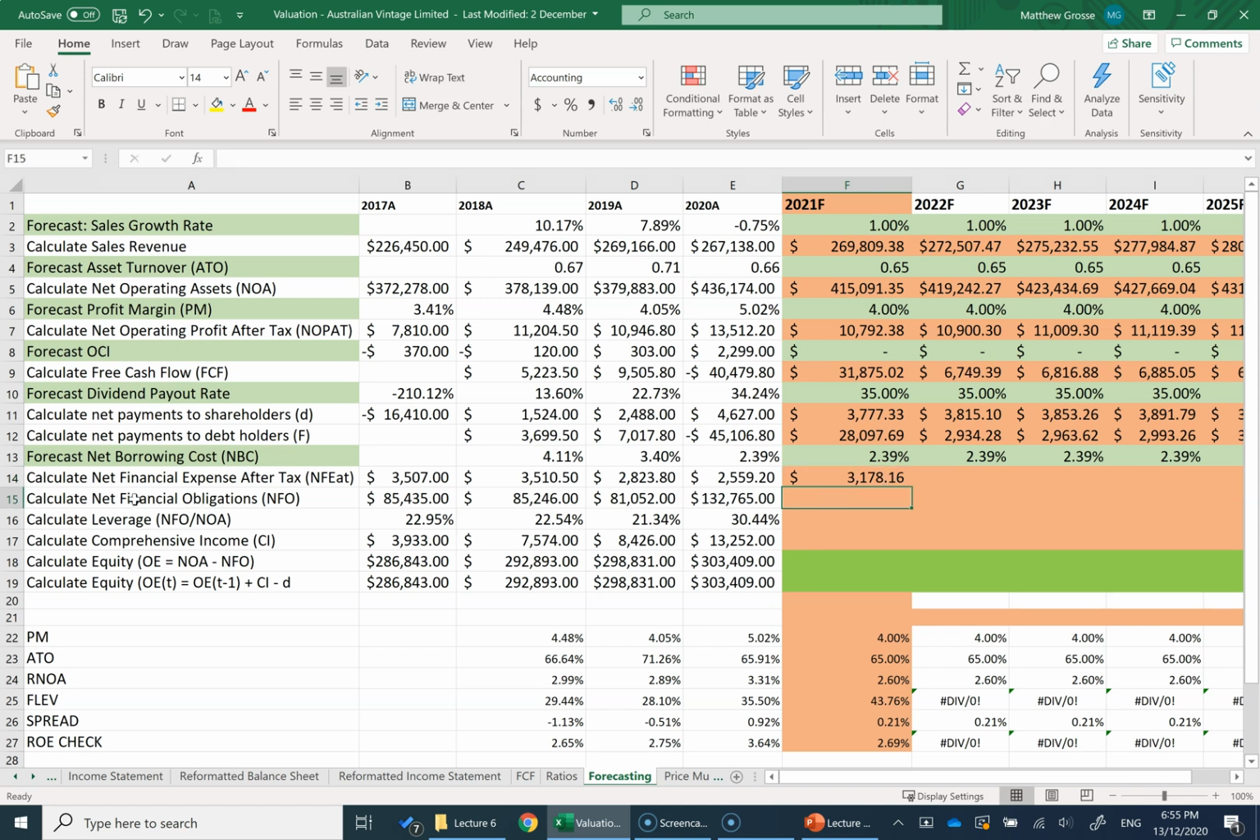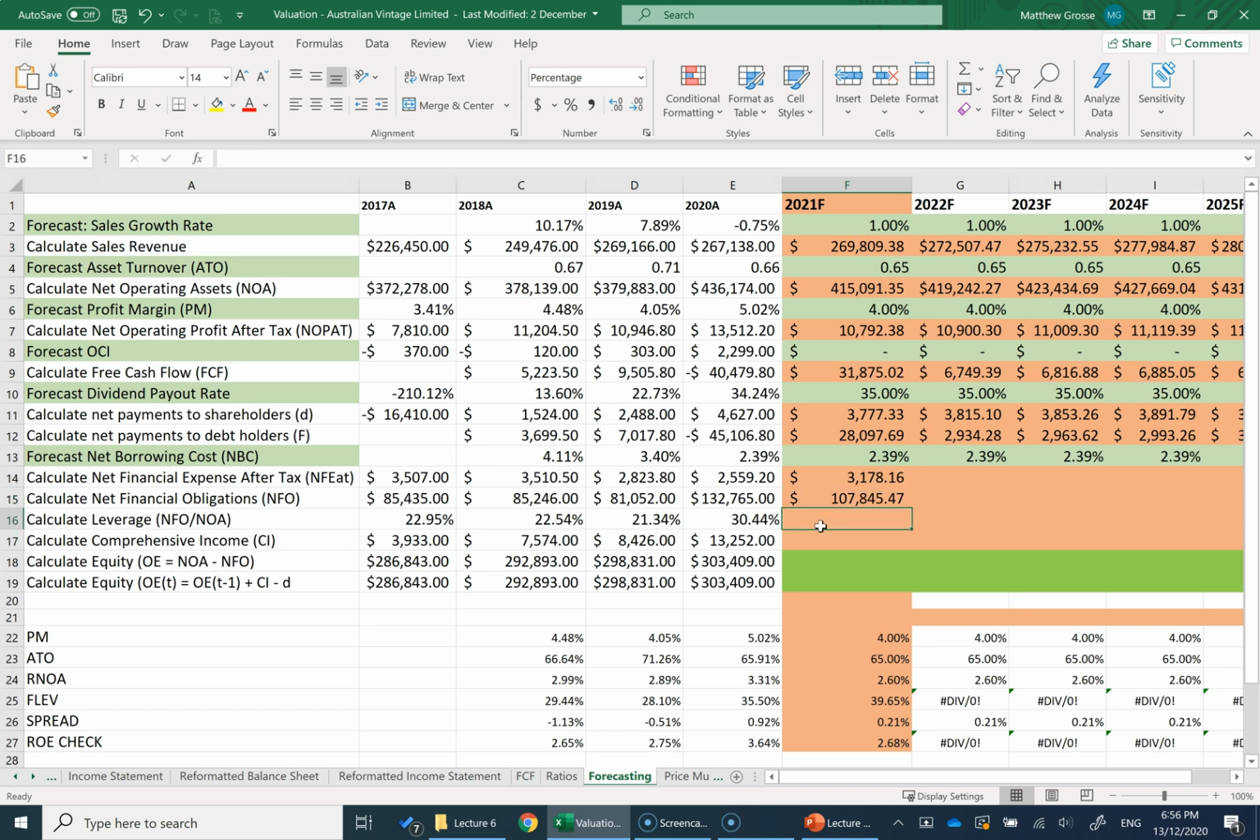I can then calculate my new net financial obligation balance. I'll say my net financial obligations for this year is equal to last year's balance plus any extra interest I've had to pay during the year. So NFEAT would be added on to last year's balance, and then minus off any payments to debt holders, any debt that I've repaid during the year. And that will give me my forecast debt at the end of the year. Based on these calculations so far, it looks like we're paying off a bit of debt this year, and our overall net financial obligations are being forecast to decrease quite quickly.